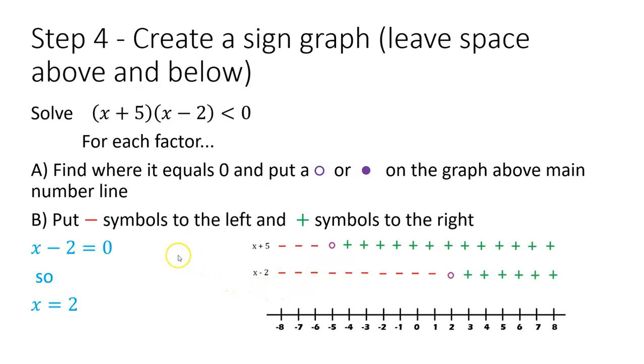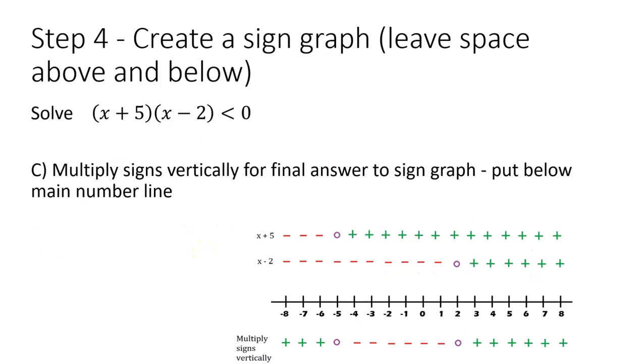So that's our first step: for each factor, put in the zeros and then go plus symbols to the right, negative symbols to the left. Now we're going to multiply vertically. I like to start with a 0. 0 times anything is 0. So 0 times this negative symbol is 0. 0 times this positive symbol is also 0.